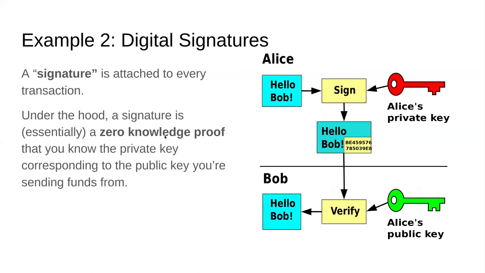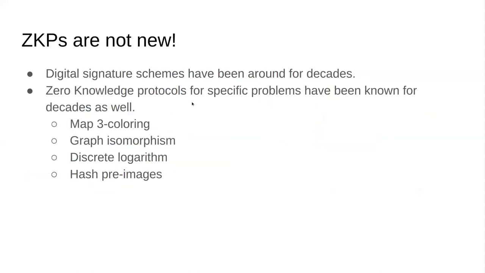So, okay, ZKPs are not a new concept. They are not a new thing. Digital signature schemes have been around for decades. When you try to log in to your Google account or your Twitter account, what you're providing is a zero knowledge proof. You're basically telling the service provider that, oh, I know the password that can unlock this account.